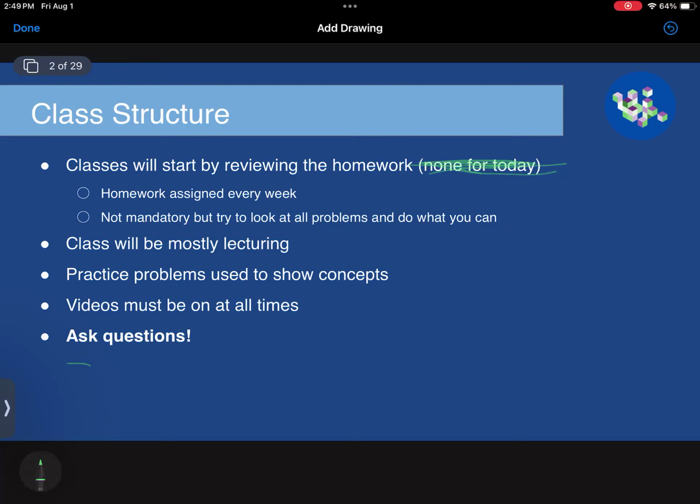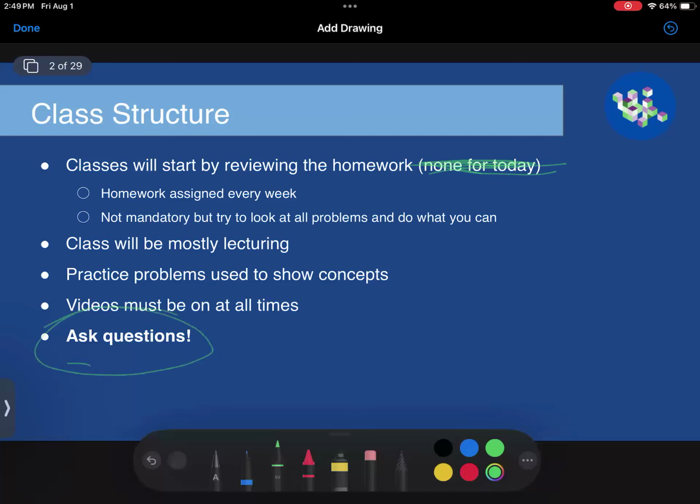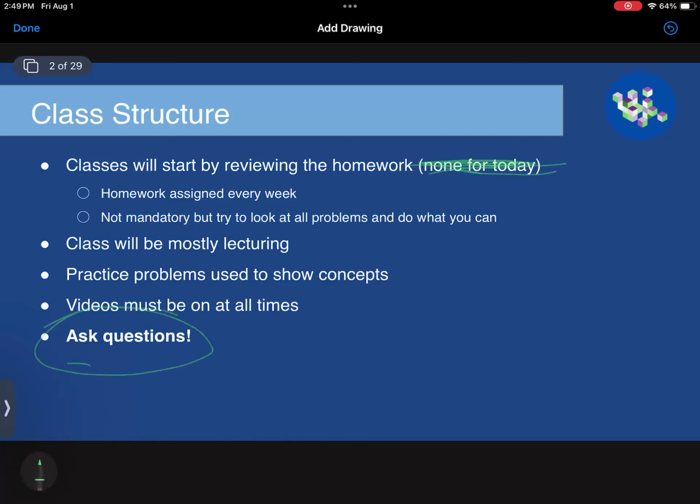Class will mostly be lecturing, with practice problems used to show concepts. Videos must be on at all times. I know a lot of you have your videos off. I'm just gonna assume that your camera doesn't work and go by an honor code system. And most important, ask questions. That's how you can get better, all right? So let's get started.